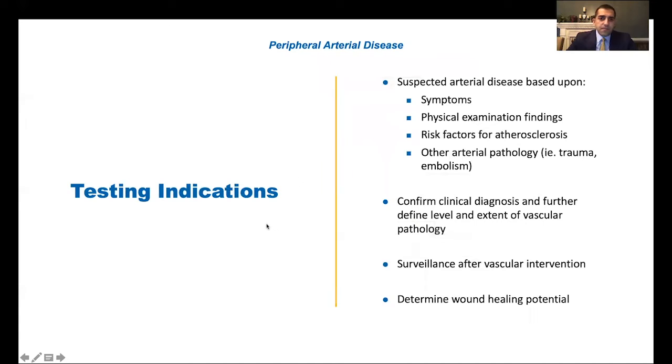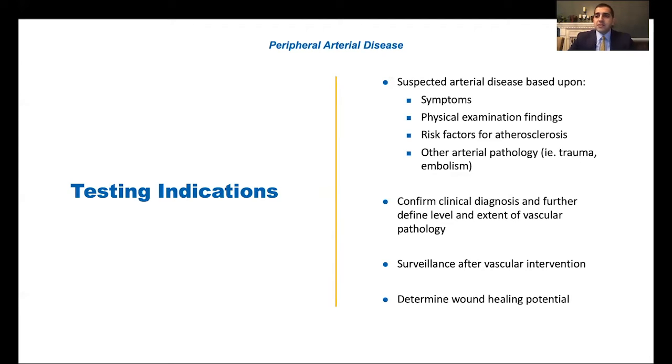So now that we've talked about things that can cause folks to be predisposed to peripheral arterial disease and the potential signs and symptoms, we talk about testing. And this is really done based on the signs and symptoms we talked about, physical exam findings that may be present, the risk factors that may be present, and other pathology, such as if someone had trauma or suspected embolism to that area. Not only to diagnose it, but we use it to confirm the diagnosis and define it.